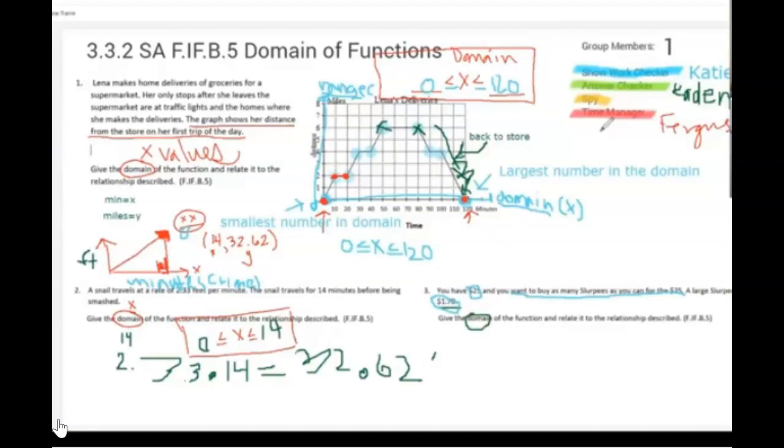So we have $25, and we want to buy so many Slurpees. Each Slurpee costs $1.79.